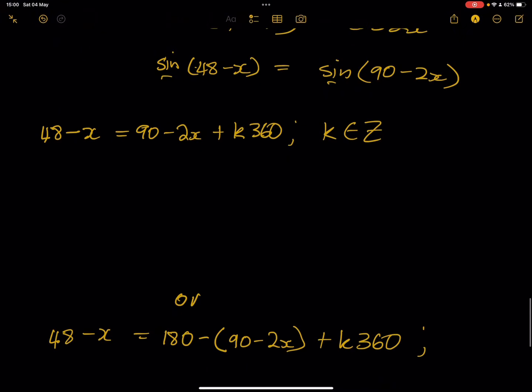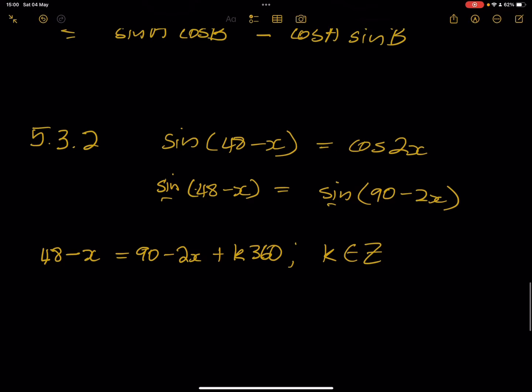And we remember that k is an element of integers. Right, now let's try and solve this. So I bring the 2x to the other side, it becomes positive. 2x minus x gives me x. And if I take the 48 to the other side, 90 minus 48, that will give me 42 plus k 360, right? So that's my first solution.